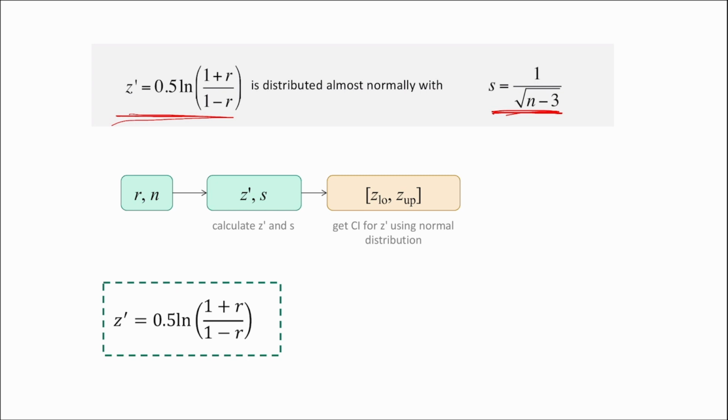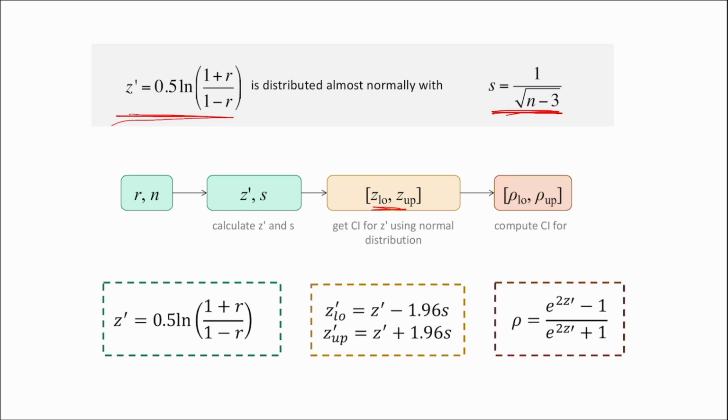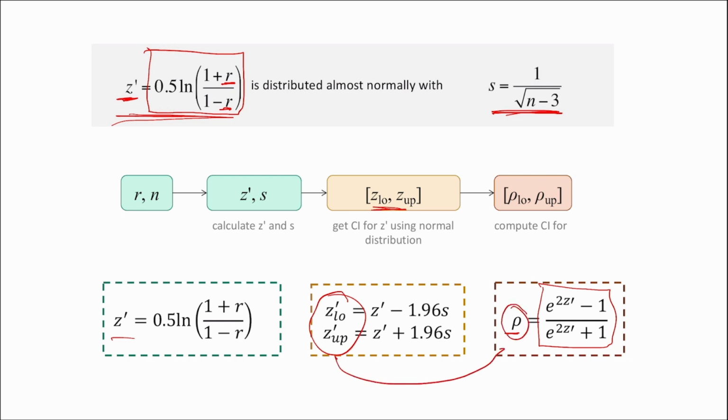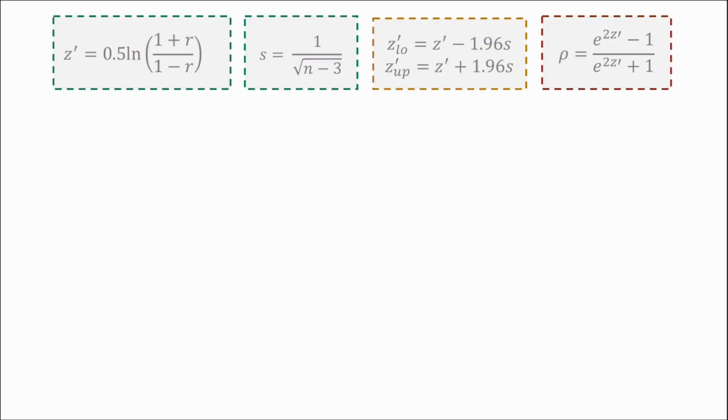So you can get these two numbers here. And then when you know these two numbers, you can compute the confidence interval for the correlation. Because if you know how to get z prime from r, you can also compute the inverse, how to get r from z prime. So in this case, it's not r, it will be rho, because we compute the confidence interval for the correlation of the population. And this is just an inverse of this. So that's it. We have three steps. First, we compute z prime, then we compute the confidence interval for z prime, and then we recompute from this to this.